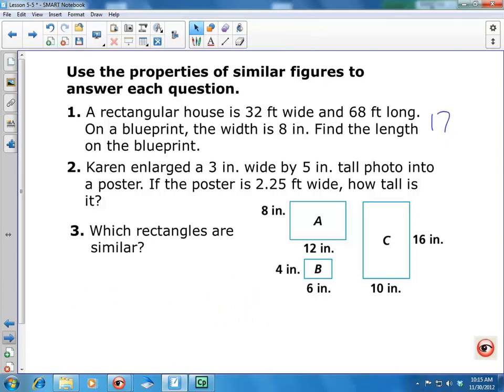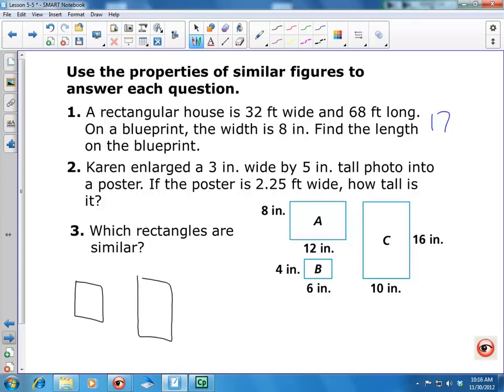It says, Karen enlarged a 3-inch wide by 5-inch tall photo into a poster. If the poster is 2.25 feet wide, how tall is it? Well, again, I would start out by drawing my pictures. Okay, so we're going to have 3 inches wide, 5 inches tall, and then over here we have 2.25, and then our question mark. Okay, again, we'll start with the colors.